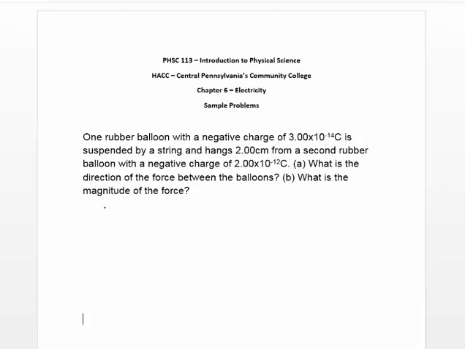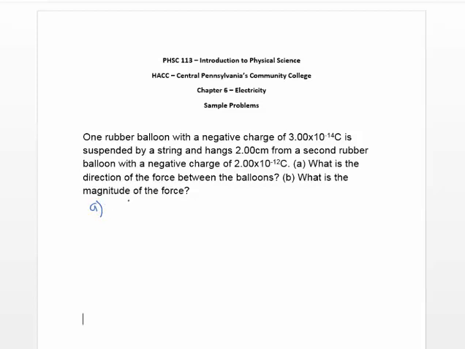The first question states that one rubber balloon with a negative charge of 3 times 10 to the negative 14th coulombs is suspended by a string and hangs 2 centimeters from a second rubber balloon with a negative charge of 2 times 10 to the negative 12th coulombs. Our first question asks, what is the direction of the force?